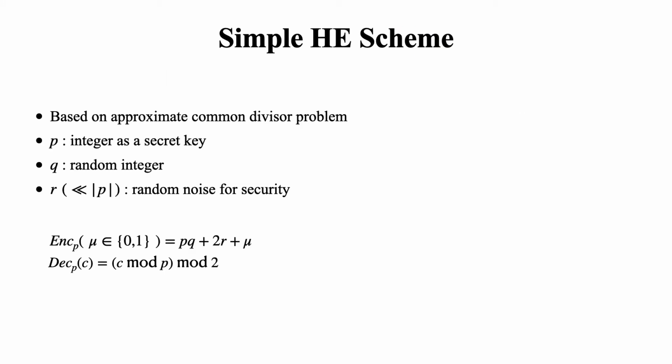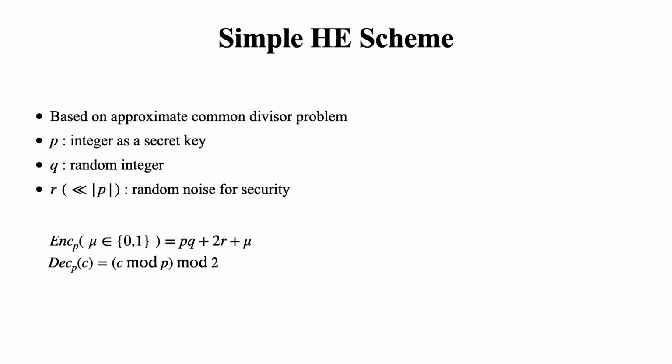Let me introduce a simple HE scheme first. For homomorphic evaluation, it is essential to design special encryption and decryption functions that allow computation on encrypted data. In this HE scheme, P is an integer as a secret key, Q is a random integer, and R is a random noise for security that is much smaller than P. Then we can define the encryption and decryption functions as follows.